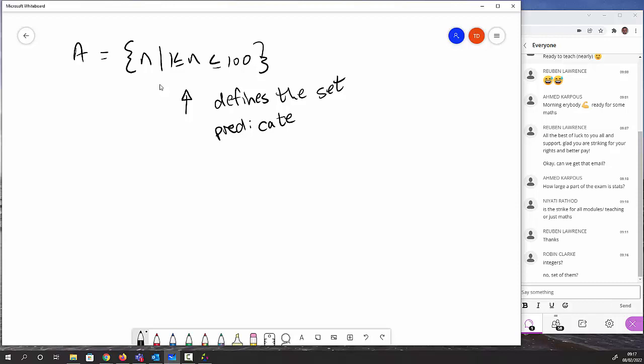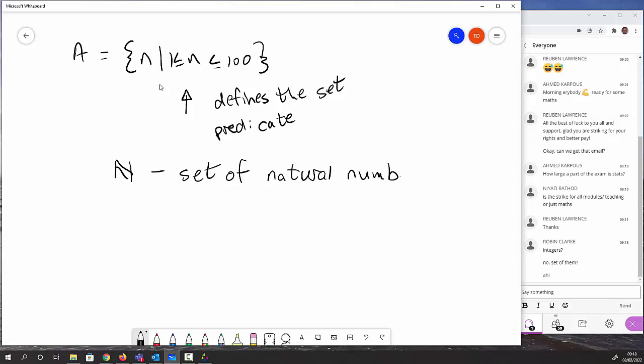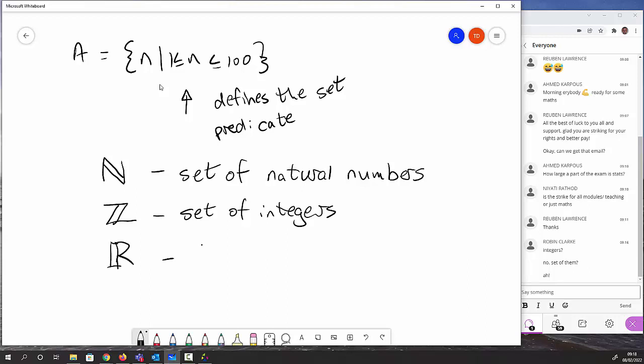And just now I've had a question. We have a couple of symbols. For instance, we've got that fancy letter N, which is the set of natural numbers. And then the set of integers is actually normally a Z, like that, which is the set of integers. And the real numbers is the set of real numbers.